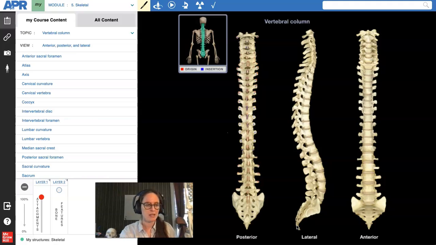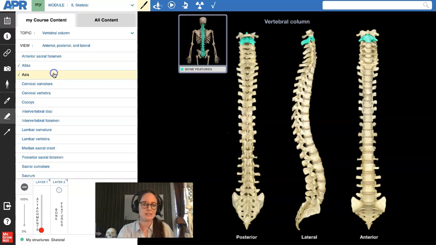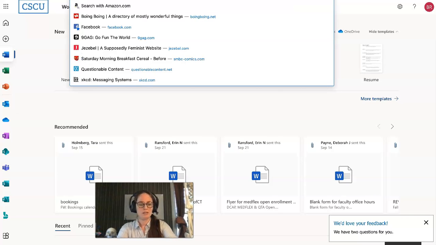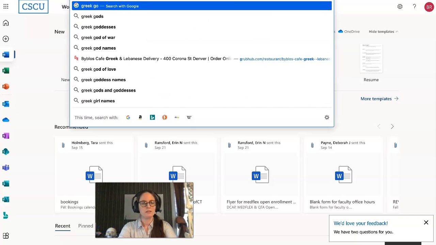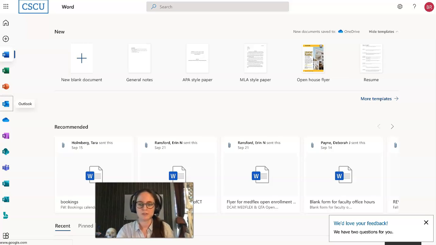It gets weird. I will show you C1 and C2. They have specific names. They're different enough from the rest of the vertebrae that they have an individual name. The atlas is C1. The axis is C2. I recommend looking up, actually, no, I'll do it for you, the Greek god Atlas.